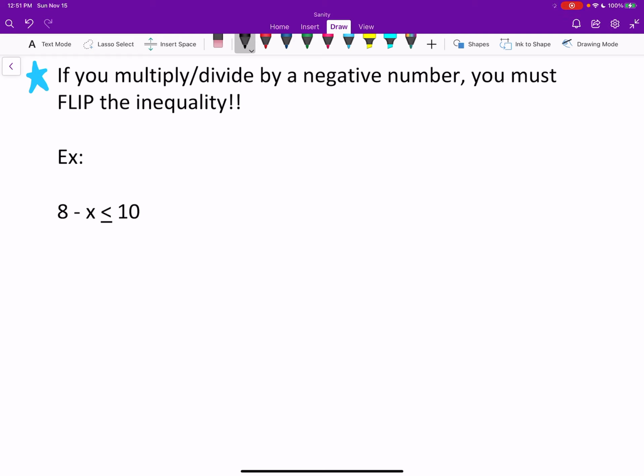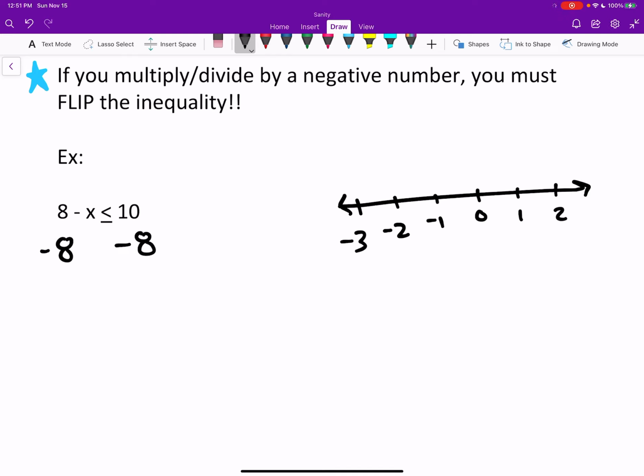So we are going to, again, graph this. So I'm going to add my little number line. Negative 2, I'll add another negative 3 there. I have 8 minus x is less than or equal to 10. So to get x by itself, I'm going to take care of that positive 8. It's positive, so I'm going to minus 8 from both sides.